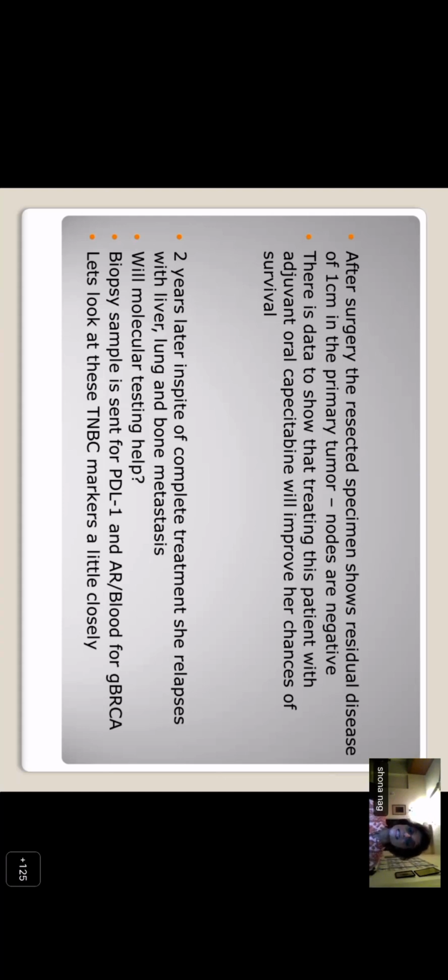Now, 2 years later, and this is a very common scenario in node positive triple negatives, she relapses. And early relapses are a hallmark of triple negative disease, first 4 years, and late relapses are a hallmark of ER positive disease. Will molecular testing help? So yes, routinely I send out the biopsy sample for a PD-L1 and an androgen receptor and the blood for germline BRCA.